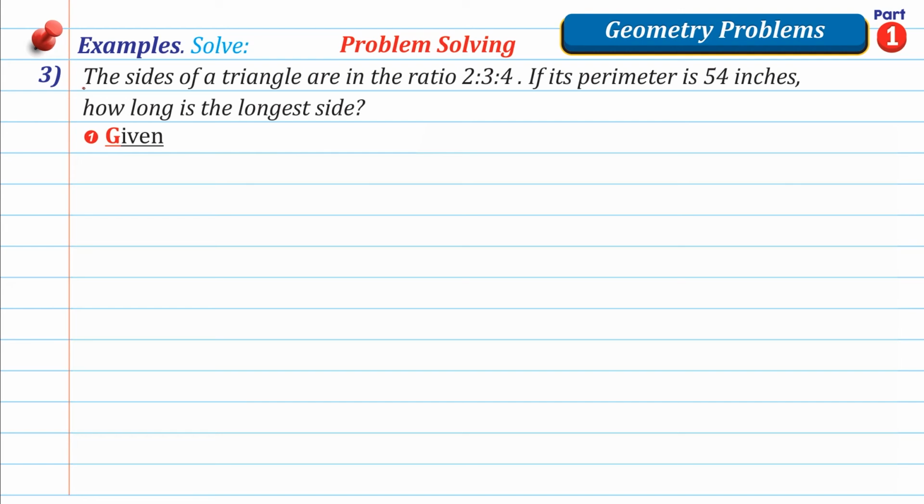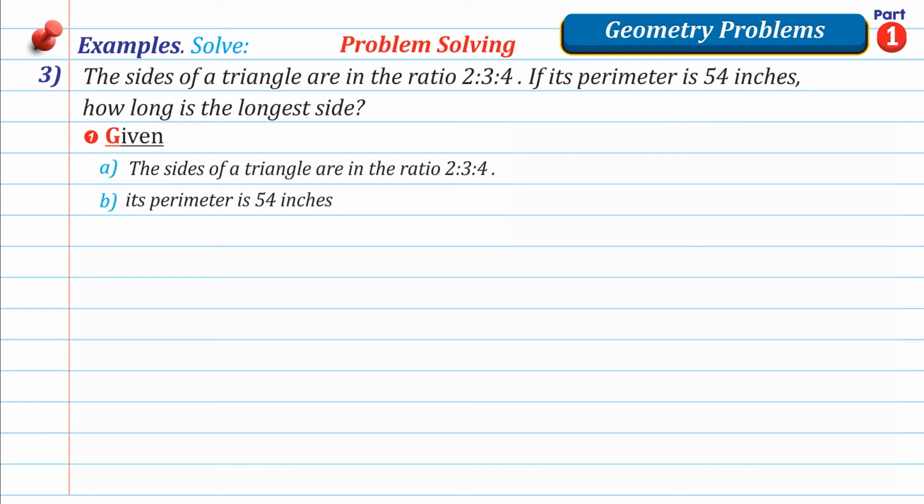The sides of a triangle are in the ratio 2:3:4. Take note, we have three sides. That's why we have three values here, 2:3:4. Let's write that here. Next, if its perimeter is 54 inches, so that's the next given. The perimeter is 54 inches. Let's write that here. Given, done. Because take note, this is the required.